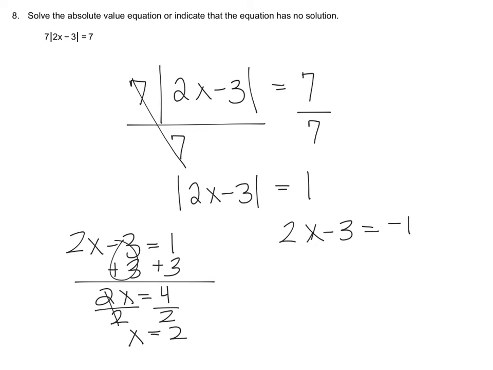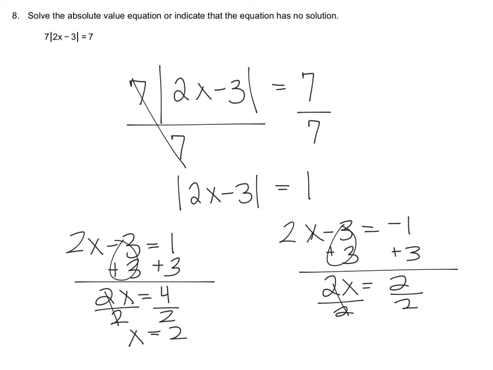Now we'll move on to 2x minus 3 equals -1. We'll add 3 to both sides, and we have 2x equals +2. Then we'll divide both sides by 2, and we get x equals 1. So our solution is x equals 2 and x equals 1.